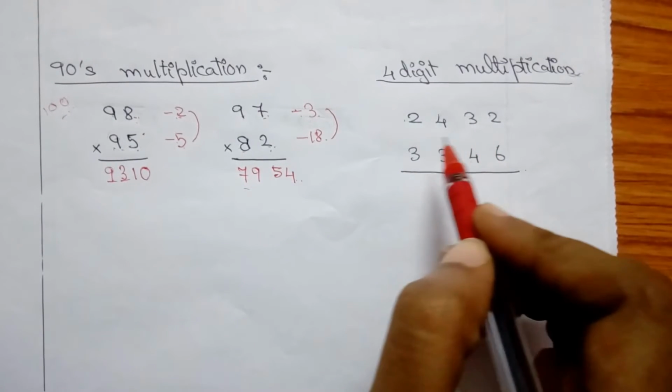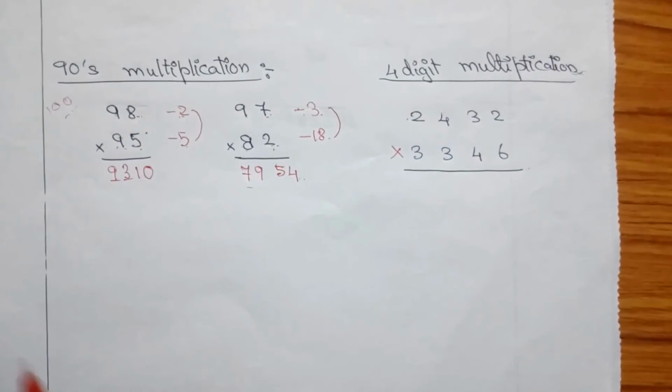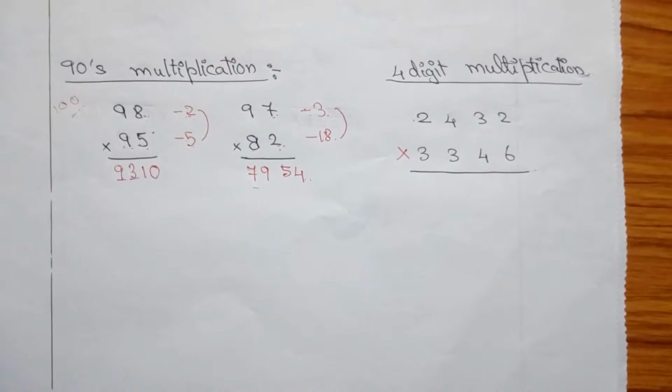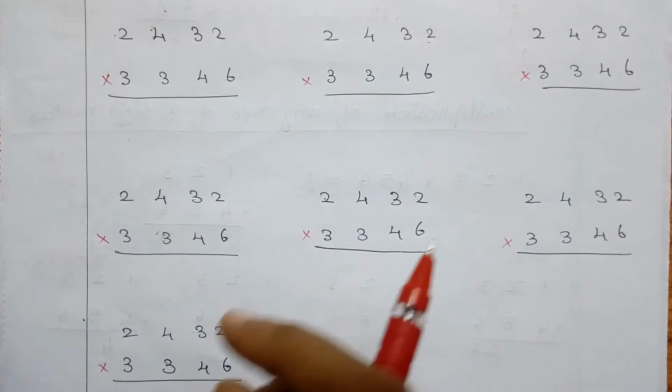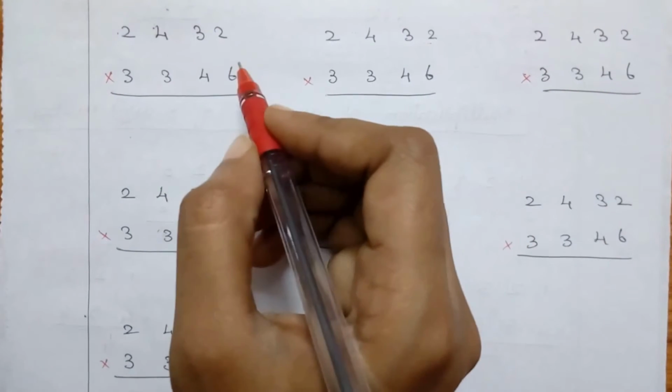The next I have over here is 4-digit multiplication. That is, I have taken 2 4-digit numbers and I have to multiply them. So now it involves 7 steps, so I have written it 7 times. So let's start with the first step.